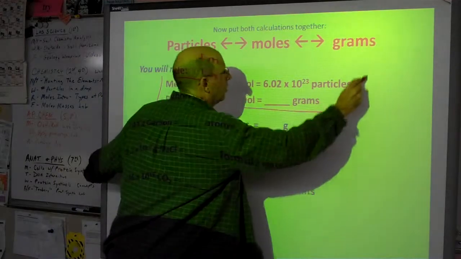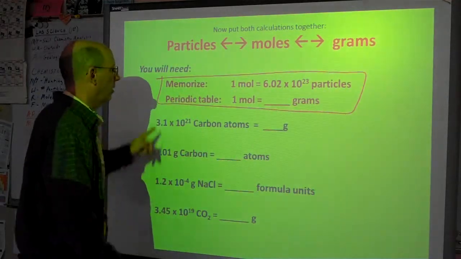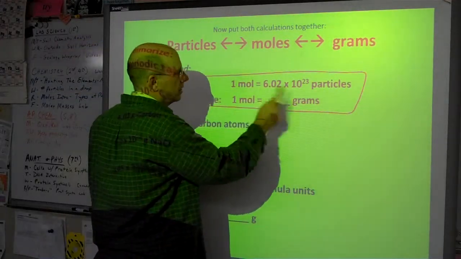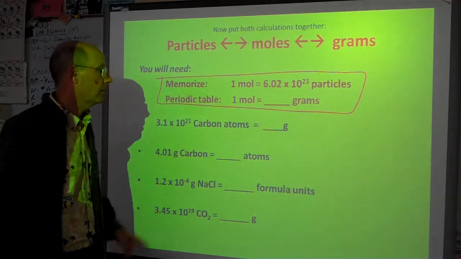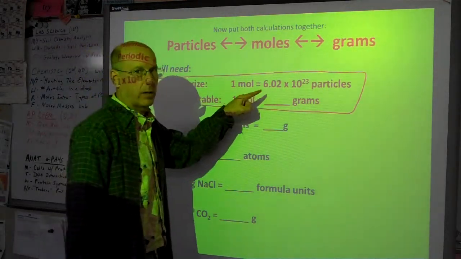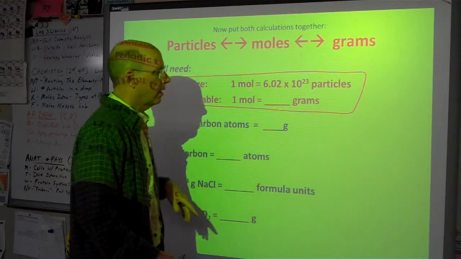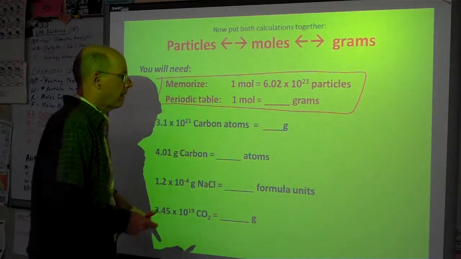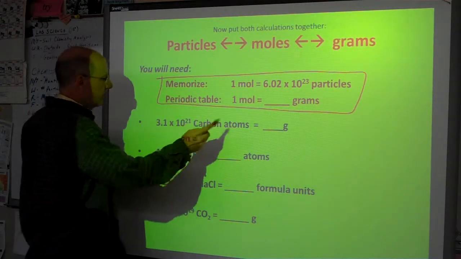You need to know these two bits of information. 1 mole is always 6.02 times 10 to the 23rd particles, but 1 mole has a different number of grams depending on the compound, like we just did. All right, so let's look at this first problem.